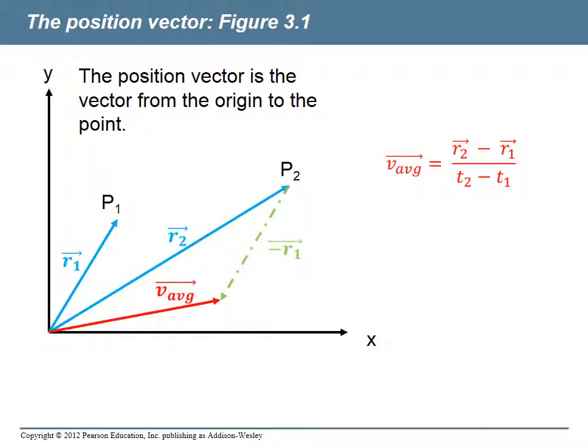And this is the average velocity between when it goes from point 1 to point 2.